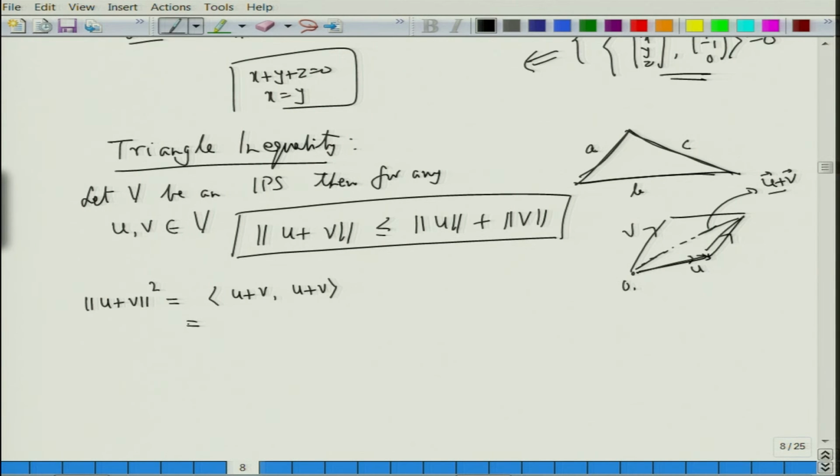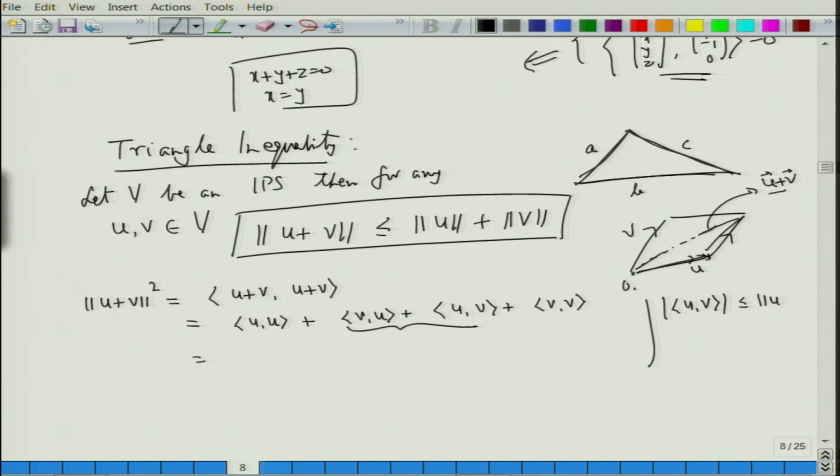This is equal to, by definition, ⟨u,u⟩ + ⟨v,u⟩. All right, u with u, v with u, this is what I have done, plus ⟨u,v⟩ plus ⟨v,v⟩. Now this is equal to, in absolute value, the modulus of this, which is less than the length of u. So the Cauchy-Schwarz inequality says that ⟨u,v⟩ is less than or equal to the length of u times the length of v. So let's use that part.